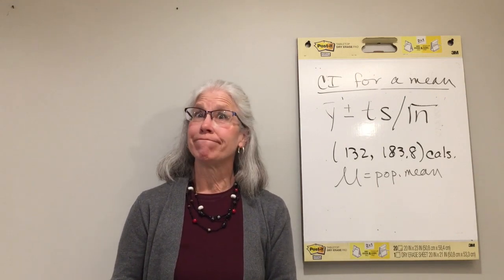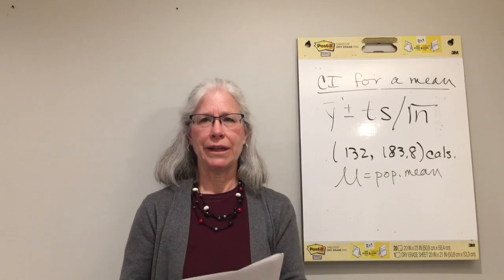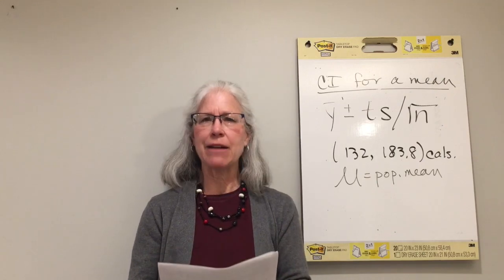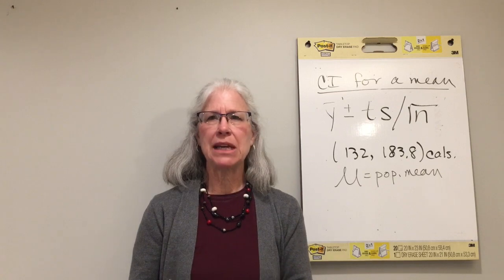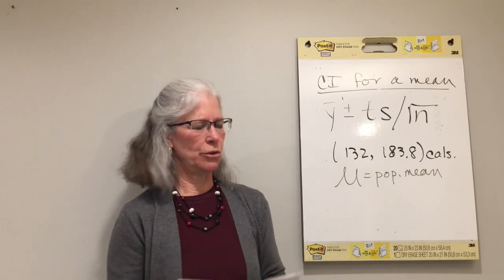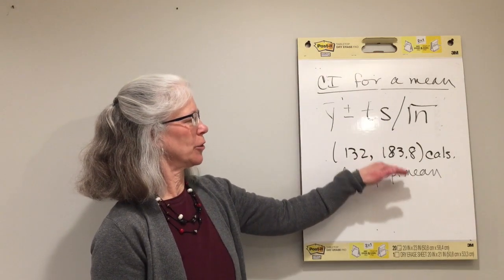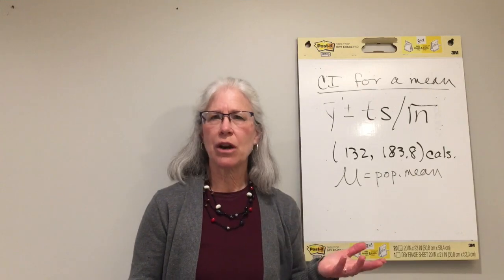So which one is right? Only one of the 4 is correct, and it is the fourth one. We are 95% confident that the mean calories in all vanilla yogurts is between 132 and 183.8. The population mean, the mean of all vanilla yogurts, is somewhere in this range. The other 3 are all incorrect.